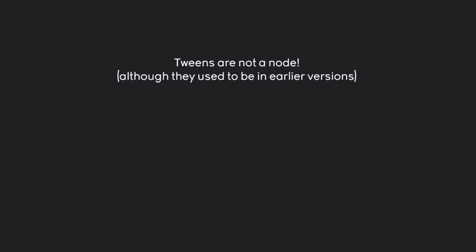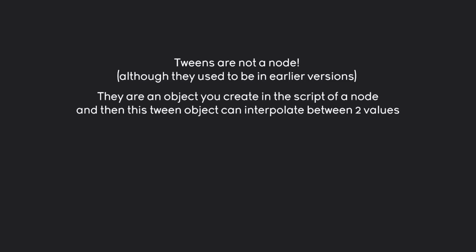And basically what they are, most importantly, they are not a node, although they used to be in earlier versions of Godot. Instead, they are an object that you create in the script of a node. And then this tween object can interpolate between two values. This might sound confusing, so let's do an example.